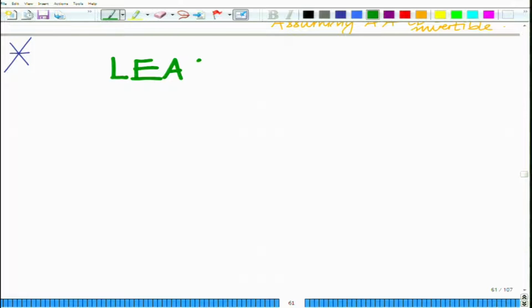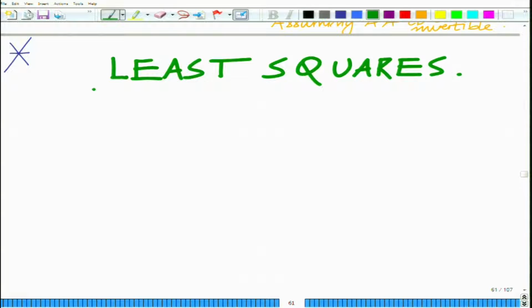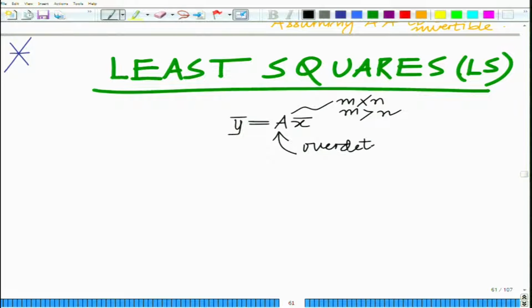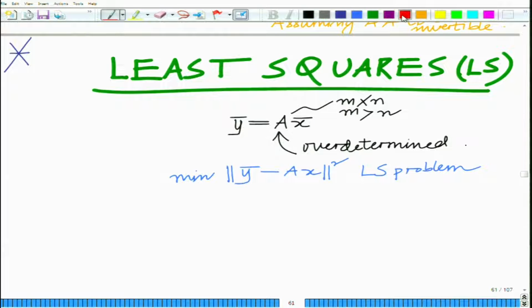So, we are looking at the least squares, which is a very important optimization problem. You can also think of this as an approximation or modeling problem. What we have seen is that when we have an overdetermined system of equations, y bar equals A x bar, with A being an m cross n matrix and m greater than n, this cannot be solved exactly. Therefore, we minimize norm y bar minus A x bar square. This is termed the least squares problem.